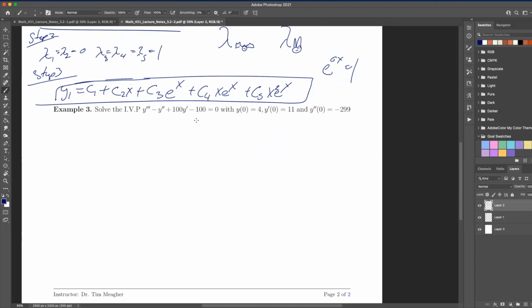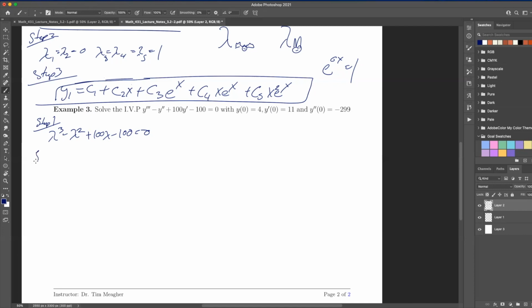So let's do this. Here we have this mess. Step one, we write out our characteristic equation. It'd be lambda cubed minus lambda squared plus 100 lambda minus 100. So how do we solve this one? Well, it's the same thing we did before, right? We pull it out, we factor, and we solve.